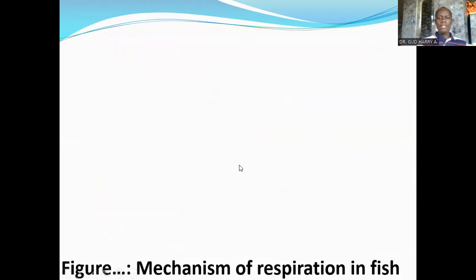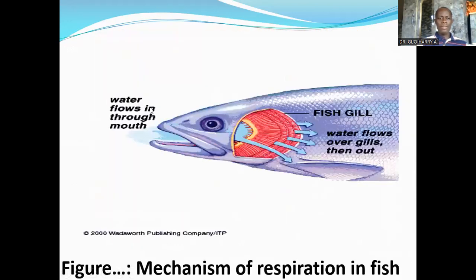Now look at the mechanism of respiration in fish. When the fish opens its mouth, water goes in, and when the fish closes its mouth, the water is voided out, and carbon dioxide is passed out and oxygen diffuses into the fish.